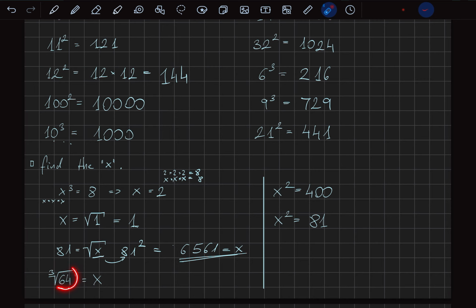What is the value of basically the cube root of 64? So what is the number that I will multiply 3 times and I will get the 64? Okay, so I need to think like this. Okay, so it will be the 4, because 4 times 4 times 4, this is the 64. So from this the x equals 4.